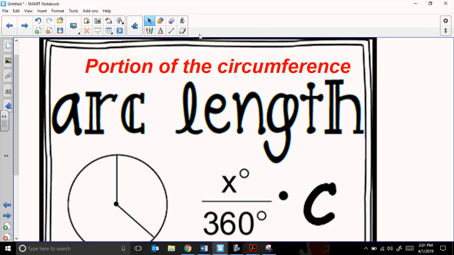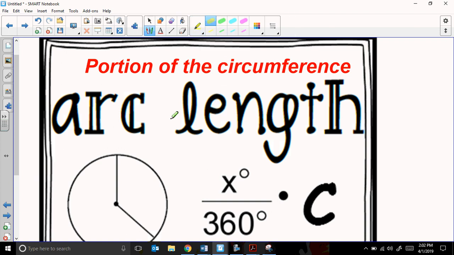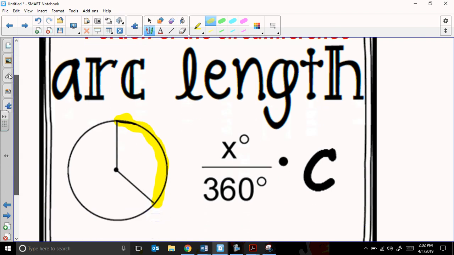Let's use a highlighter just so you can see what I'm talking about. If that's the case, what I'm talking about would be this space here. Okay, so that is the arc length when we're talking about the distance for a portion around the circumference.